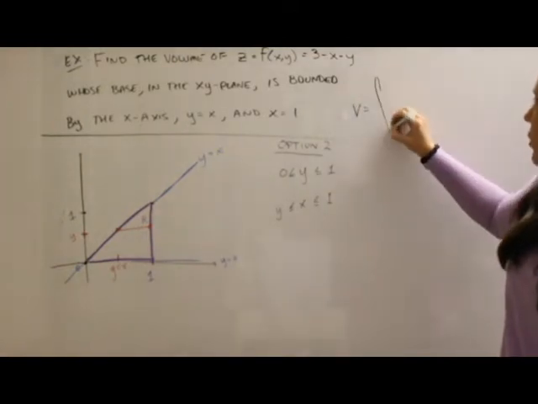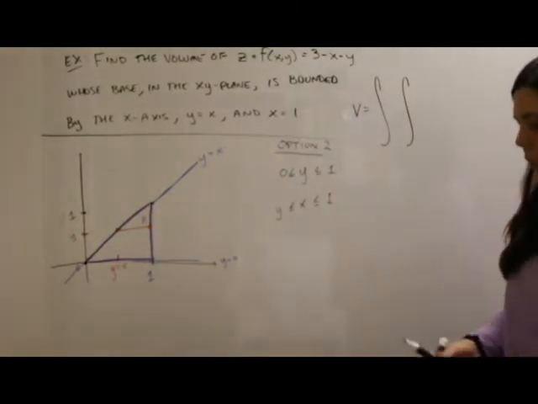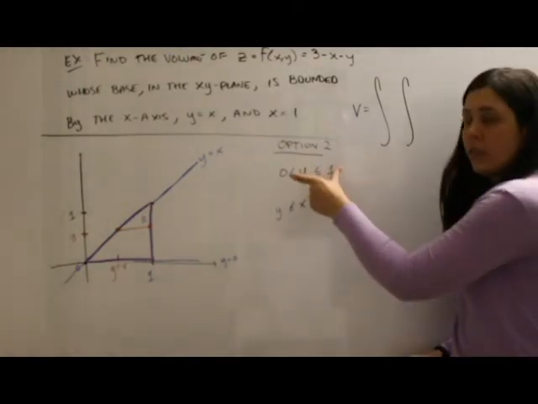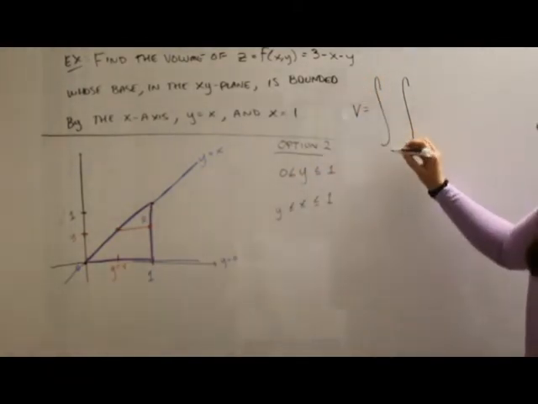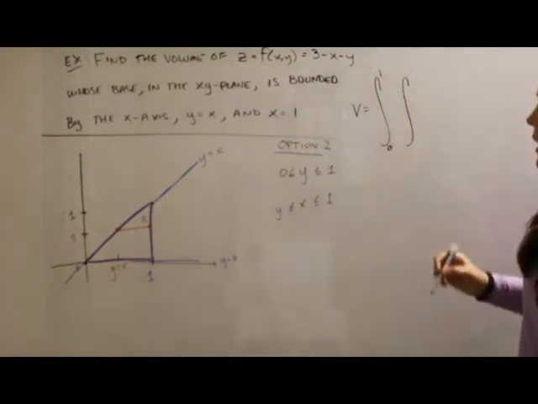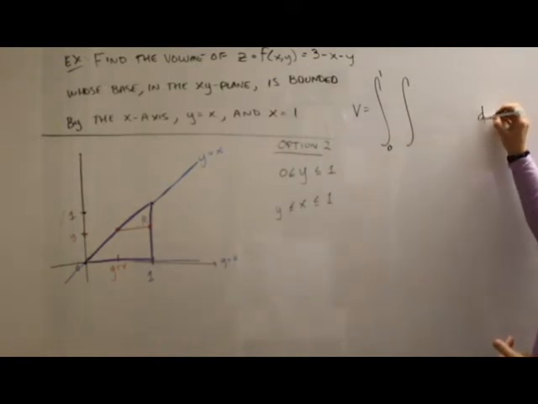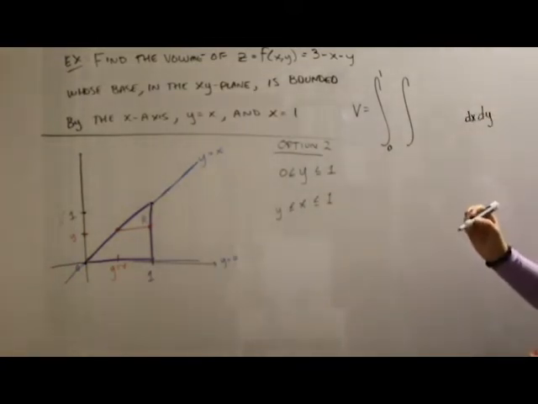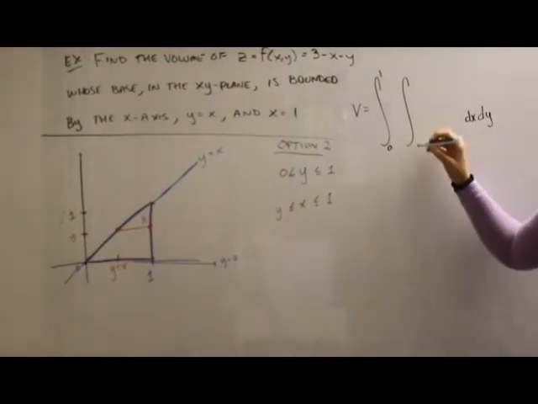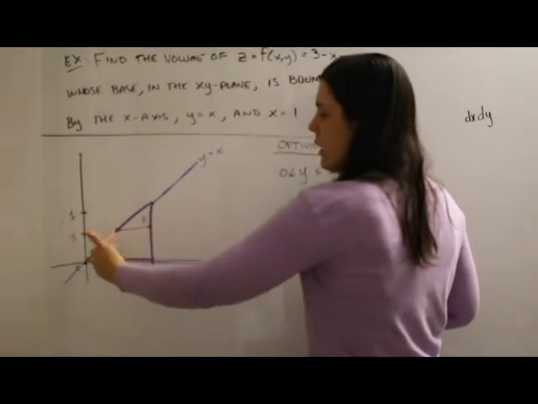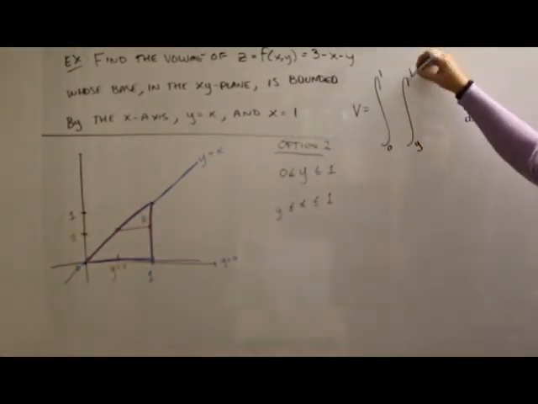Now our volume is our double integral over this region, and I'm going to start with what's constant first and put that outside. We know that y is between 0 and 1, and we'll integrate with respect to y after, so that's going to go last. Integrating with respect to x happens inside, and x is bounded below, or on the left, by y, and on the right by 1.